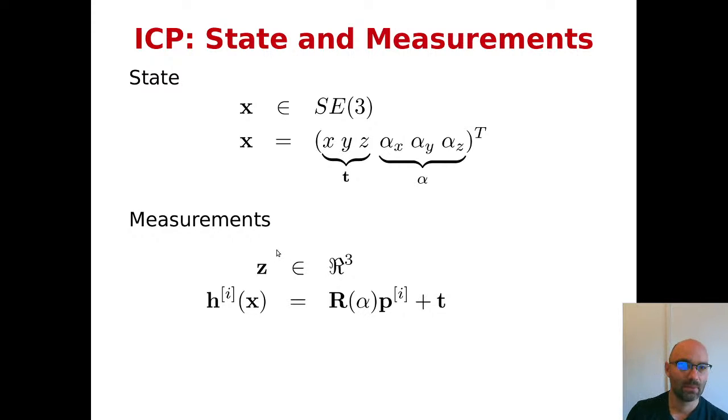The measurements are, in this case, 3D points, and a 3D point can be expressed as a 3D vector in the space, as an element of R3. So we will qualify our domain Z as belonging to R3. So remember that in this case we said that X belongs to SE3 and it's parameterized this way. In this case we say that Z belongs to R3 and it's parameterized by its own vector.